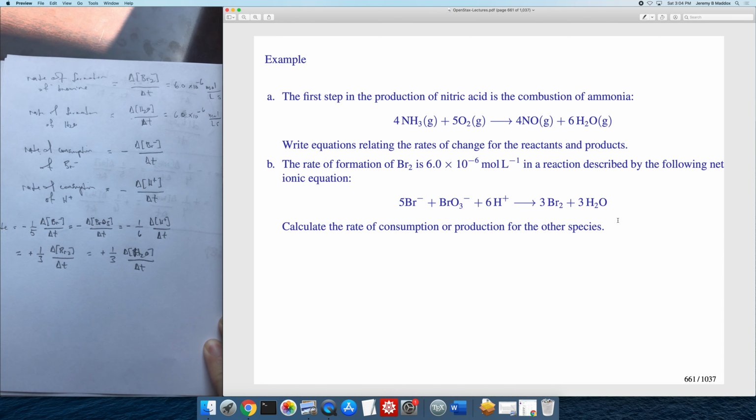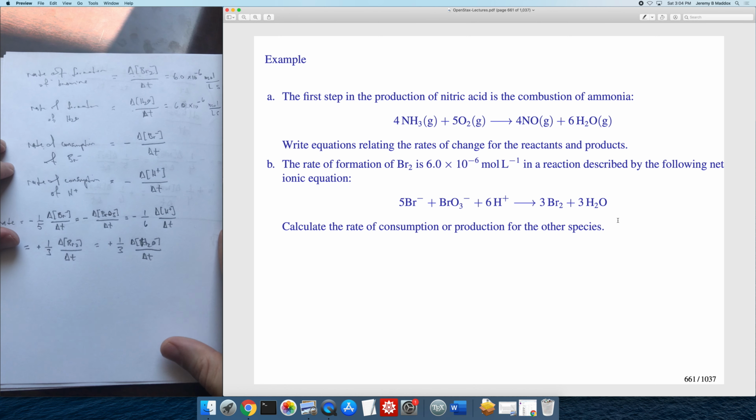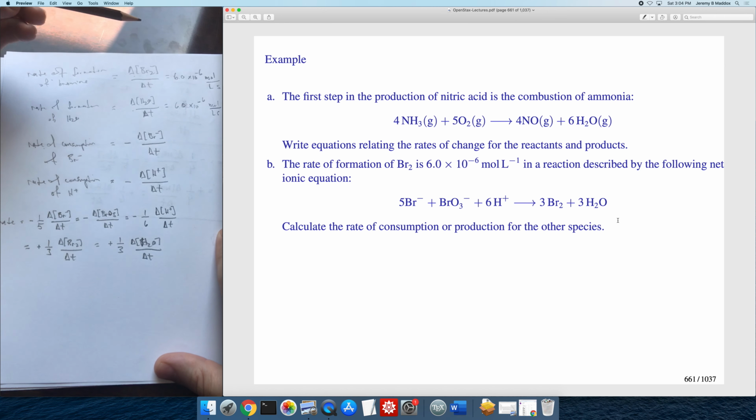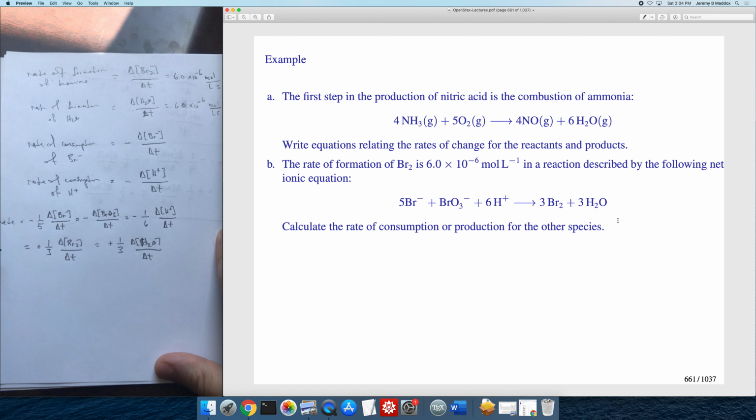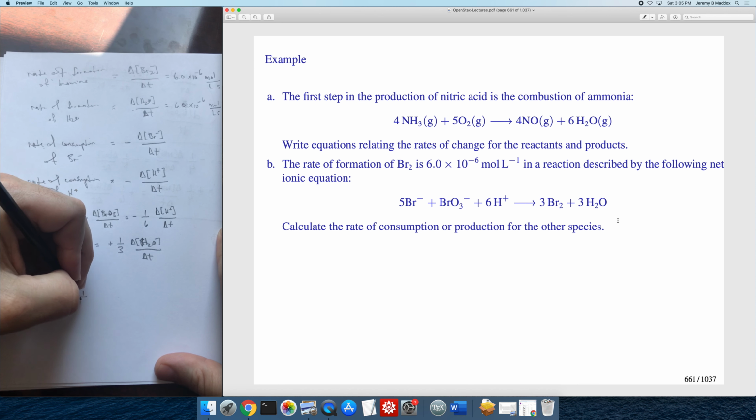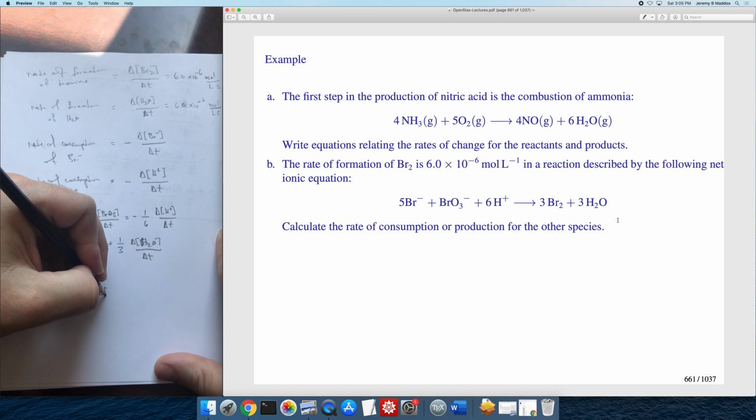Same number. It's going to be a little bit different for the other species, right? How would we relate? We want to relate now this number here, the rate of consumption of the bromide, to the value for the bromine. So what we'll do is we'll pick out this expression here and the expression for the bromine. Those are equal to one another. I'll work it out down here. Minus 1 over 5 delta Br minus over delta T equals 1/3 delta bromine over delta T.